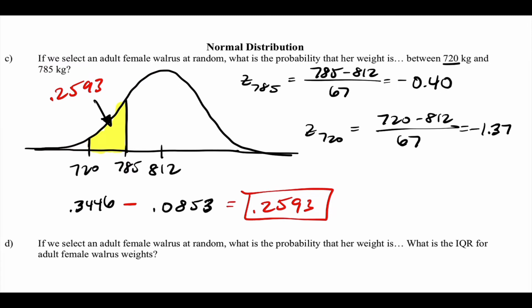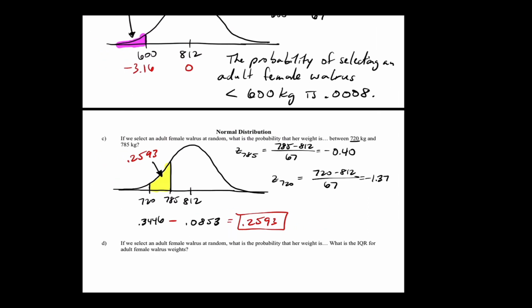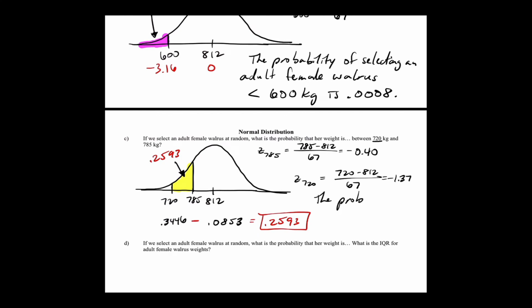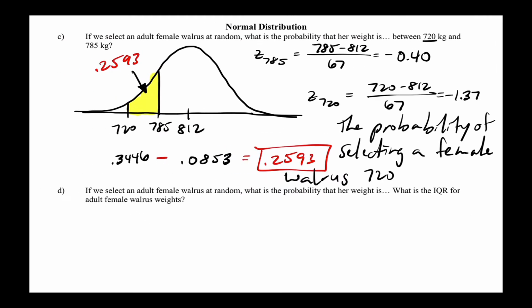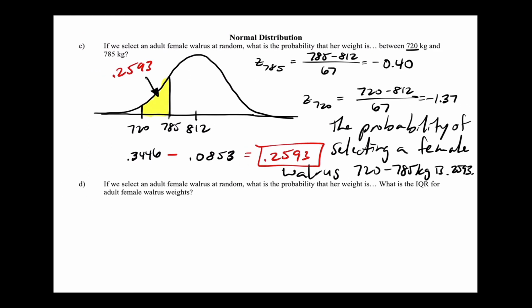Last step, put it in a sentence. The probability of selecting a female walrus in between, so I'm going to use 720 to 785 kilograms, is 0.2593.